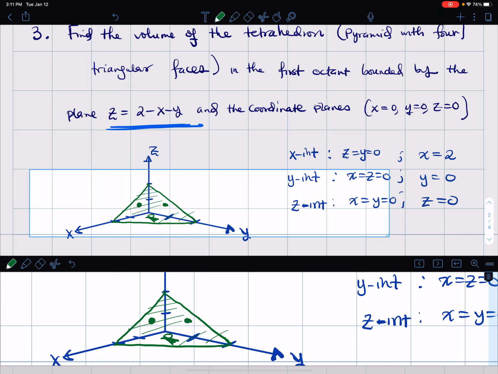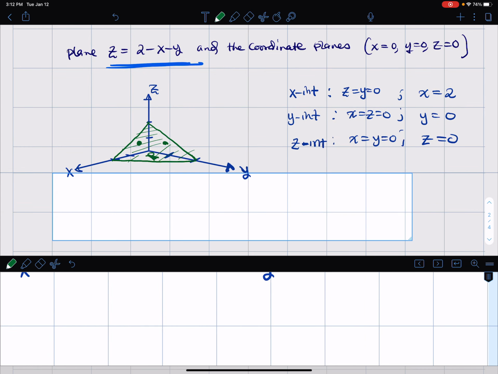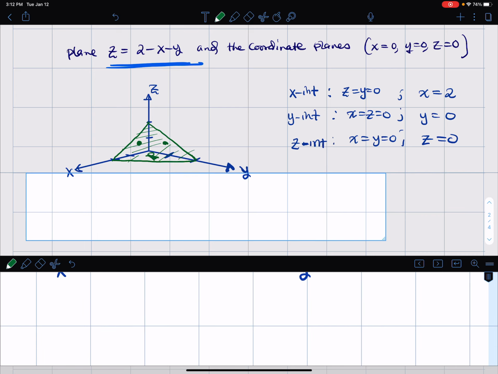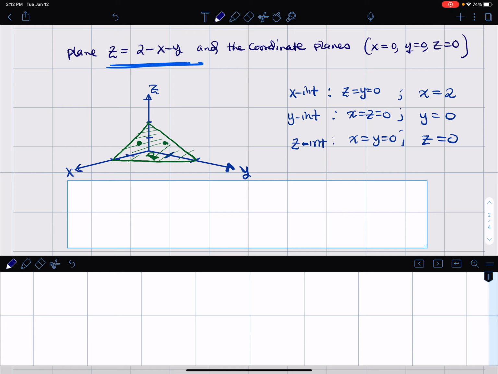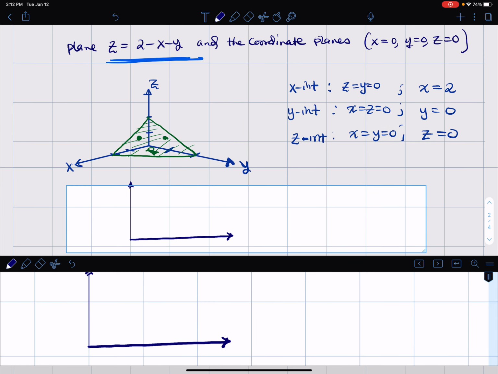Okay? But what are we trying to do? We're trying to find the volume of this tetrahedron. So we are going to be solving an integration problem. To solve an integration problem, we now have to figure out our region of integration. And our region of integration is sitting there, is the R on the floor of the XY plane. So we just want this region, R.